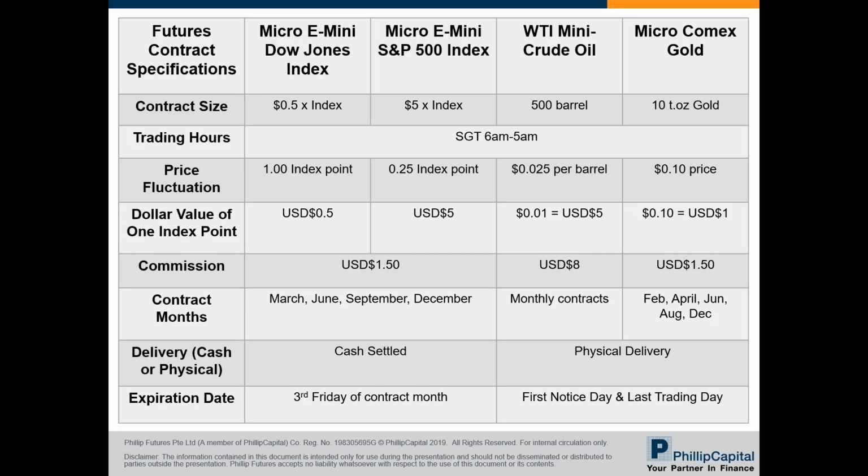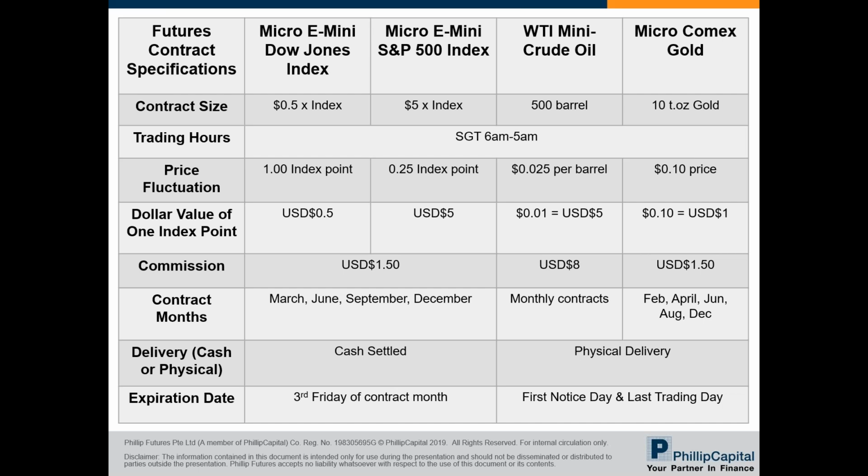So I've just listed out roughly. I will just go through quickly, roughly what it is. The Dow Jones Index Futures contract, as well as the S&P 500 Index Futures contract, are mainly cash settled products, futures contracts, while the commodities such as crude oil and gold are physical delivery products. Just for example, the Dow Jones Index, the contract size would be 0.5 times the index.